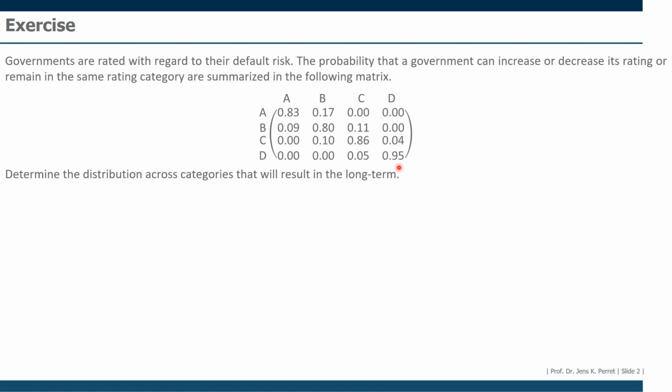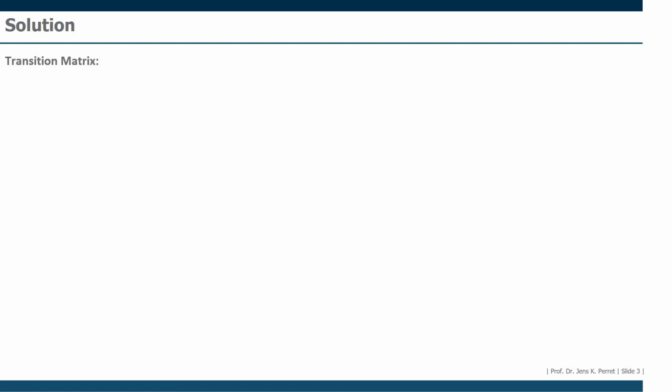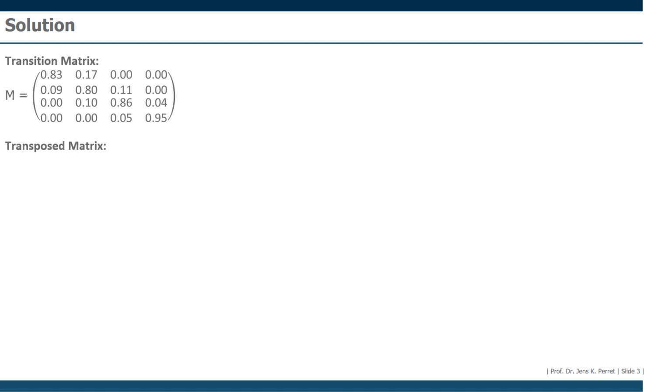Well, we could use Markov chains for this because they are ideally suited if we already have a transition matrix like this, summarizing the probabilities of switching from one state to another. So what we're going to do here, we simply copy this matrix from the exercise. Then we take the transpose of this matrix.